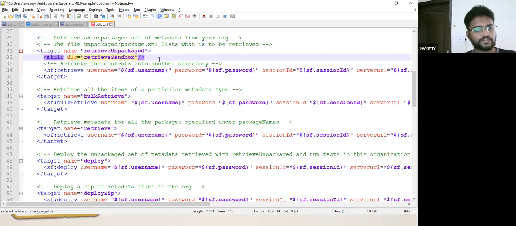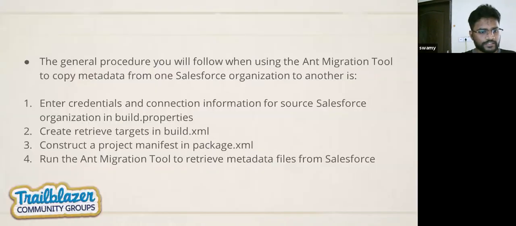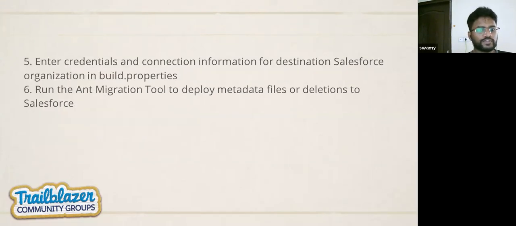Retrieve sandbox, just write retrieve sandbox, and there you have to give retrieve sandbox, nothing else. Okay, and let's go back to our slides. Then I already told you all the fields, how to do the Ant Migration Tool, and the most important part, which is not covered in change set, is deletion, right?